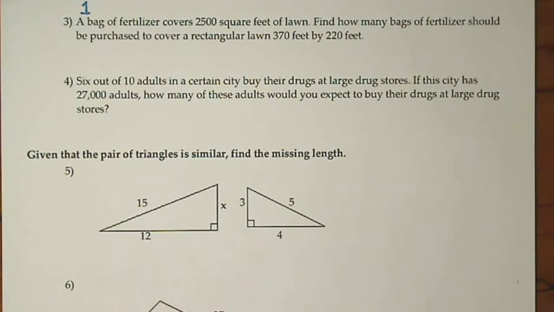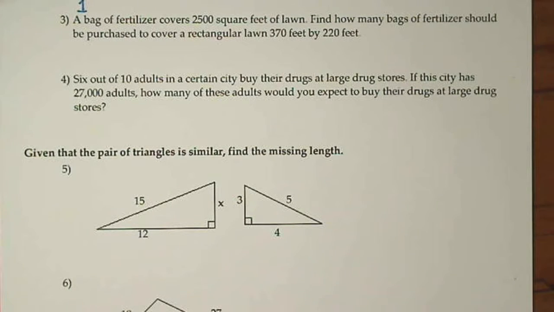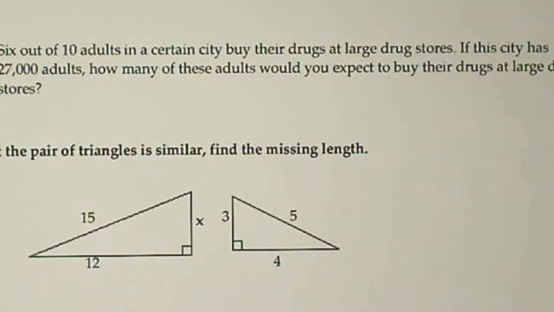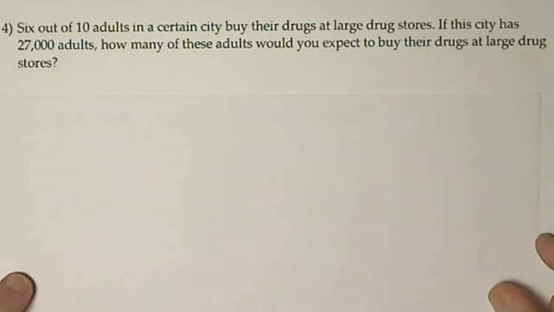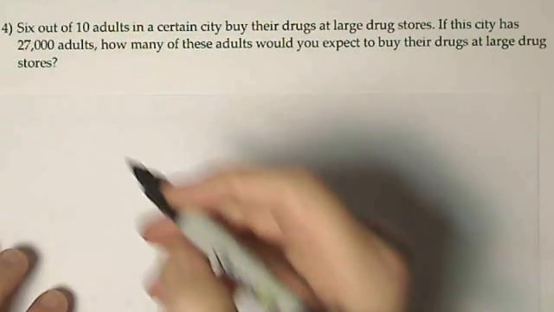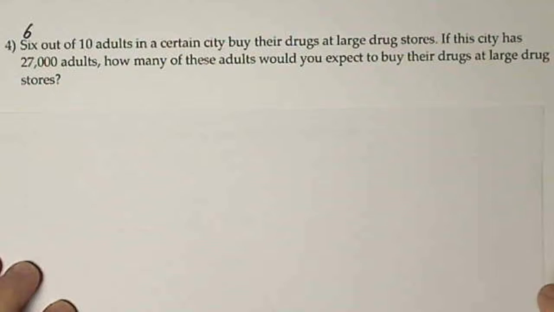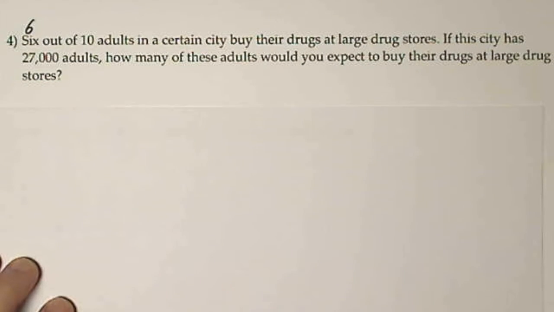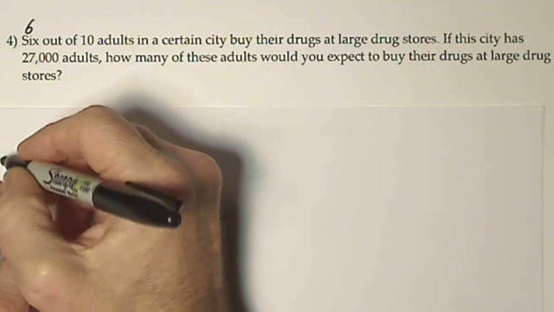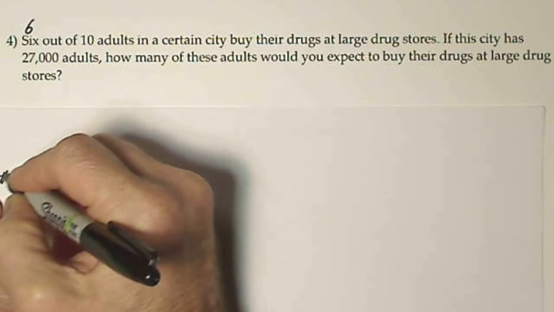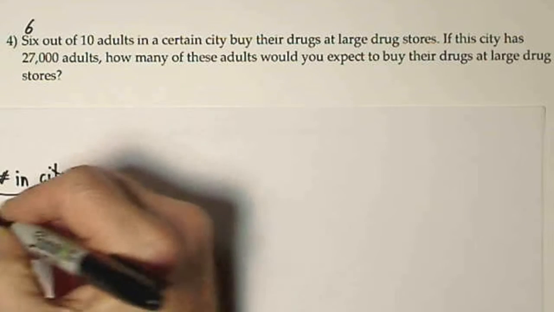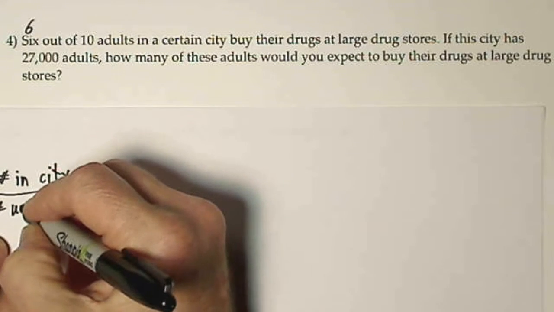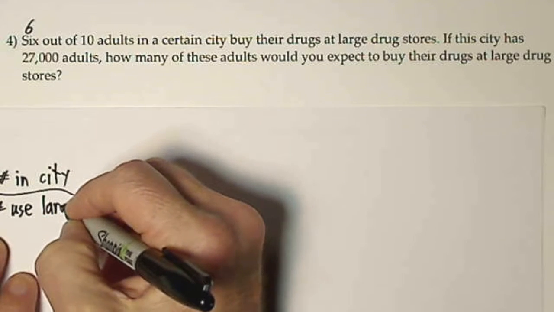Number 4, 6 out of 10 adults. We can zoom back in a little bit here too. And again, whatever order they give us this stuff, we'll just stick with it. So there's a 6 out of 10 buy their drugs at a large store. So we have number of adults in city over number of adults use large store.